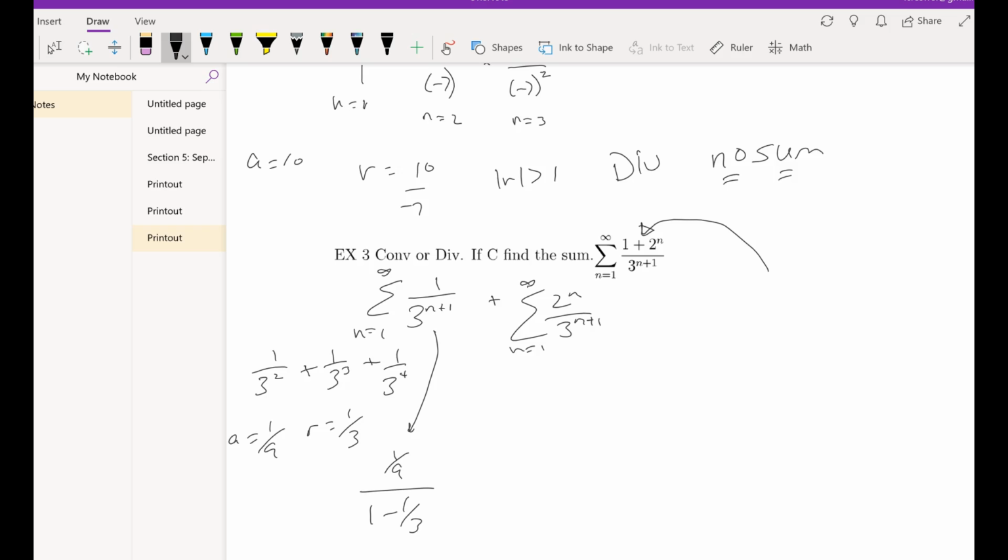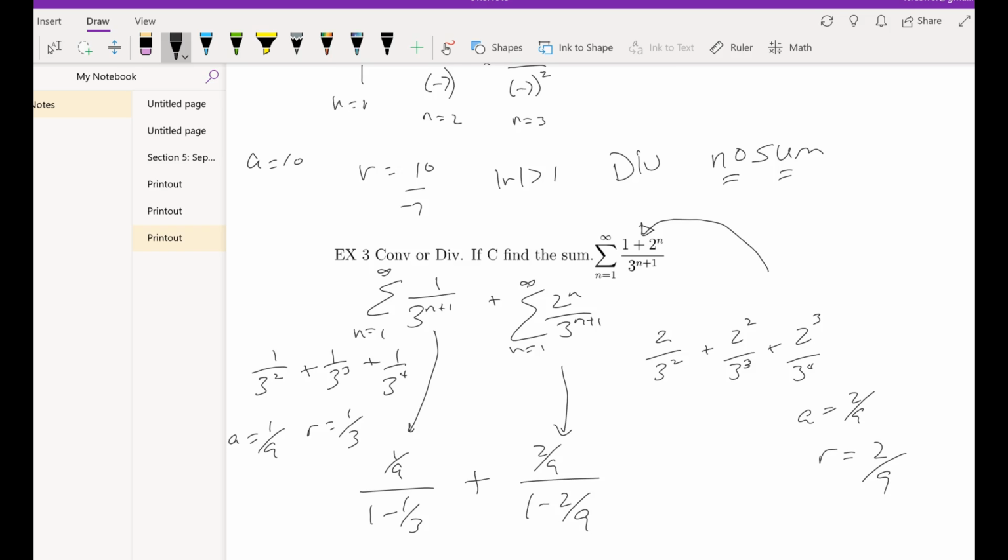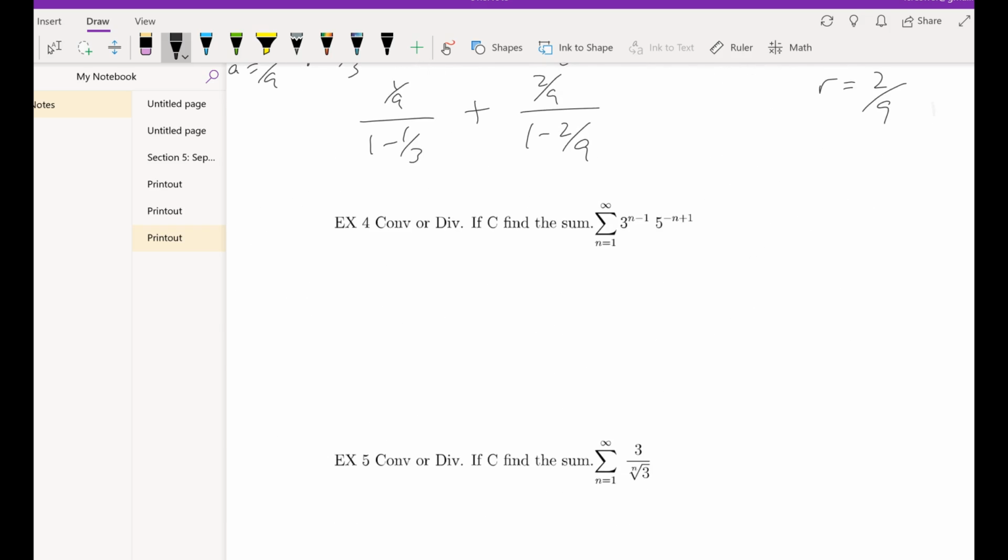This one I have to do separately. So I get 2 over 3 squared plus 2 squared over 3 cubed plus 2 cubed over 3 to the 4th. So a is 2 over 9. r is also 2 over 9. So this sum here gives me 2 over 9 over 1 minus 2 over 9. And you could add those together. We'll just move on to the next one.